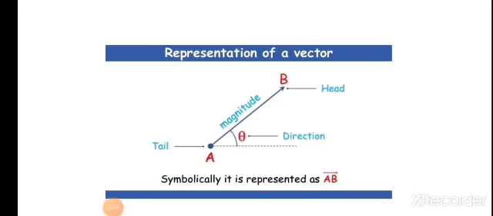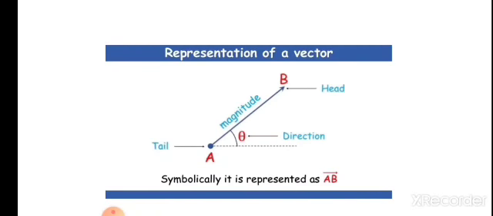Now let us study about the representation of a vector. A vector is represented graphically by a directed line segment. The length of the segment AB is proportional to the magnitude of the vector, and the arrow indicates the direction of the vector. Here, the end A is called the origin or tail of the vector, and the end B is called the head or terminus of the vector.